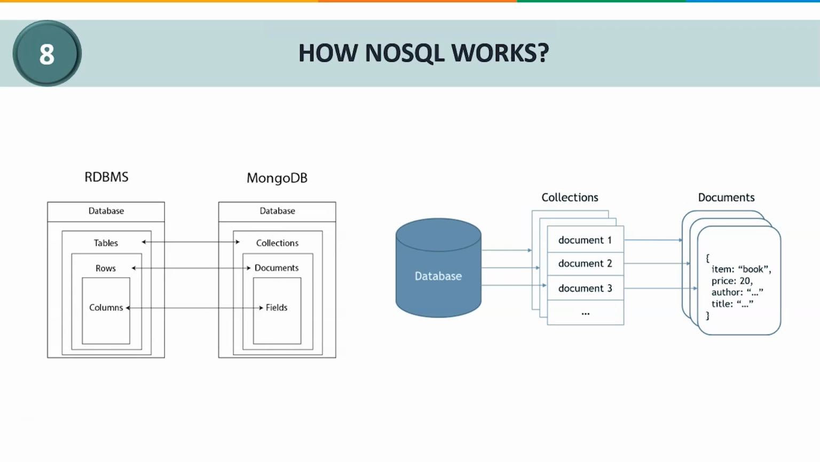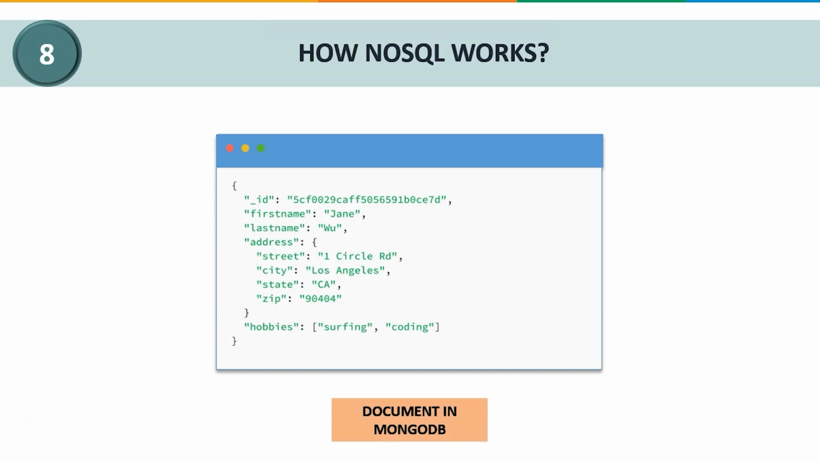So this is how a document looks in MongoDB. As you can see, this is similar to a row in RDBMS, but we just have a field and a value that are taken separately instead of a tabular value.